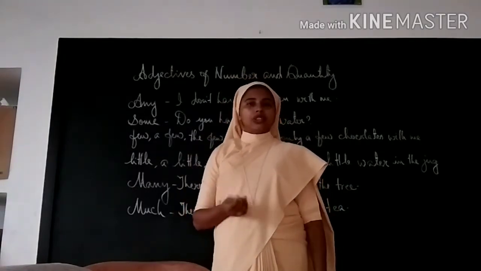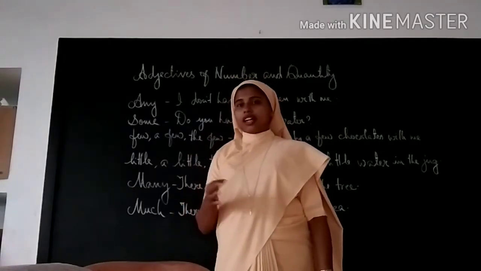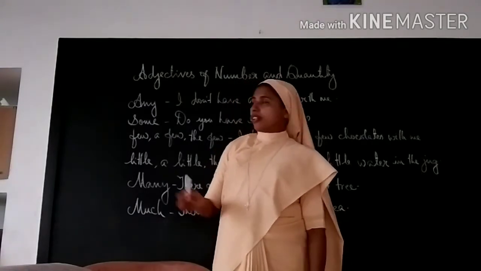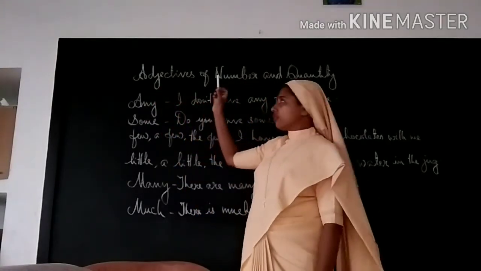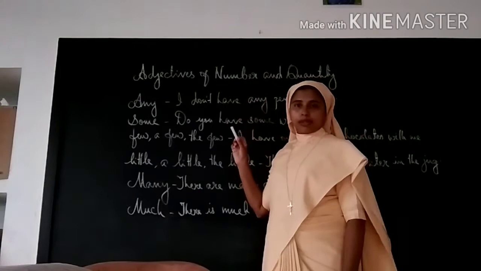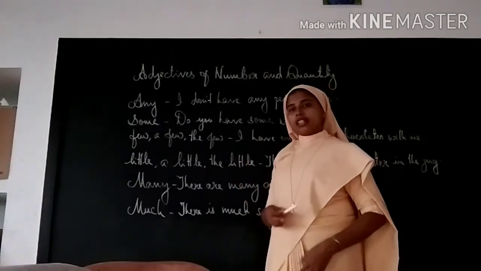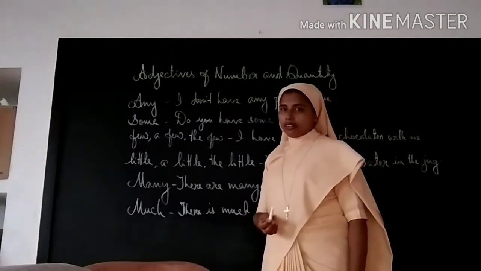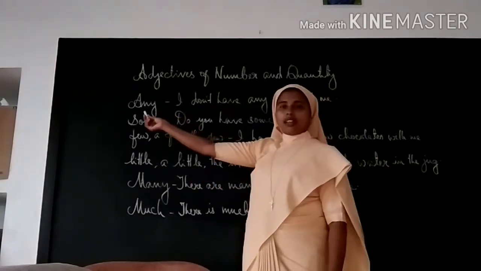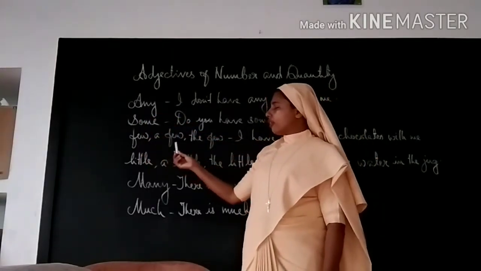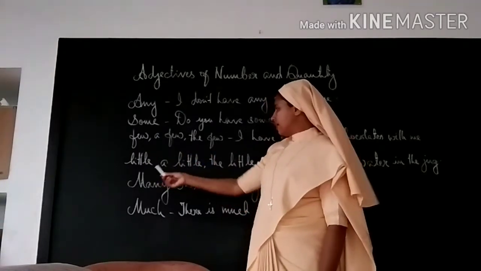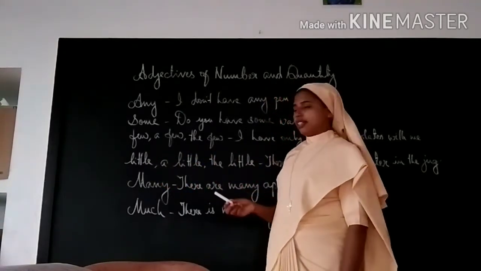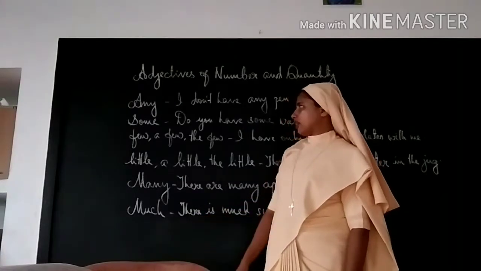Today we'll continue with adjectives, the last part of adjectives. Today we are going to study adjectives of quantity and number. Certain adjectives are used in terms of quantity and number. Example: any, some, few, a few, the few, little, a little, the little, many, and much.